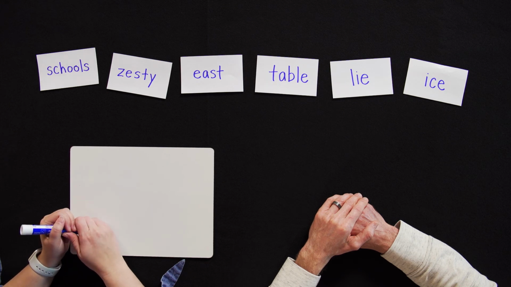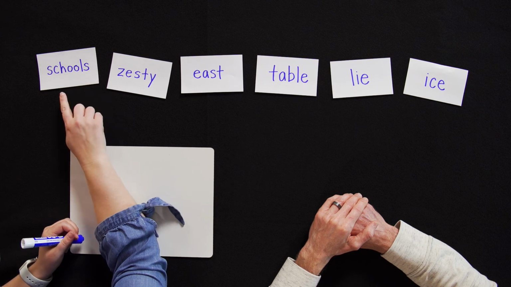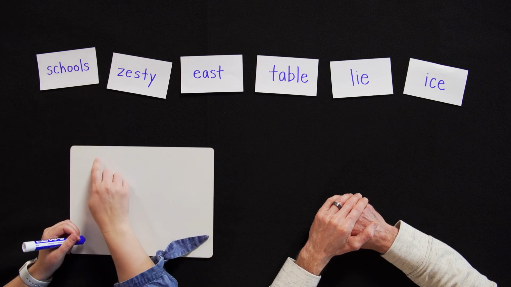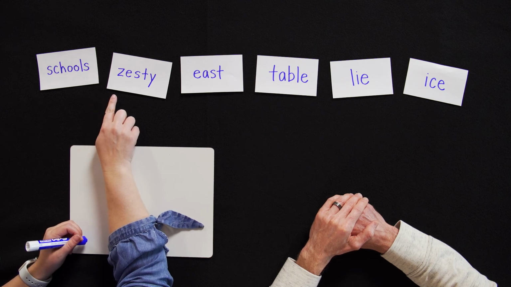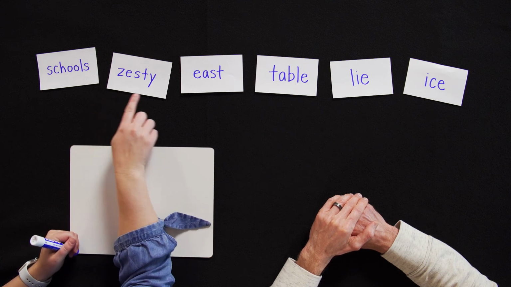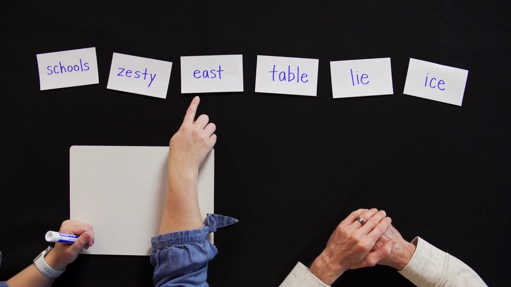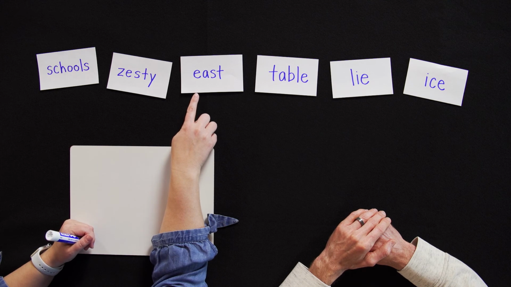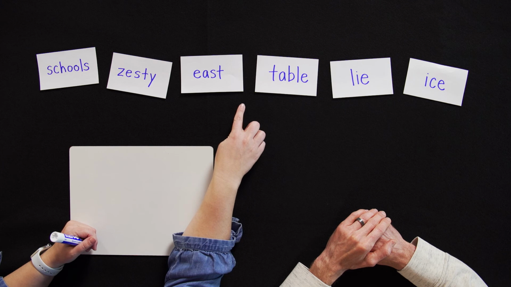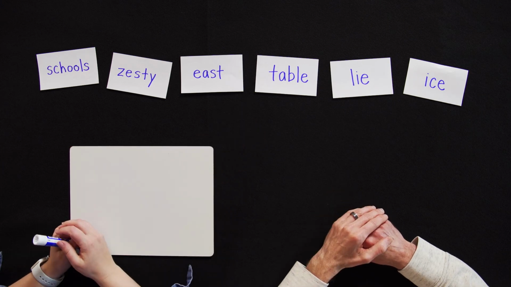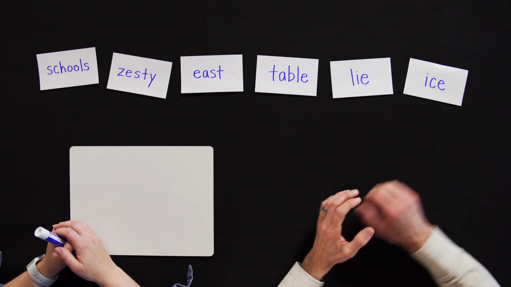Oh, I think I noticed something. Let's see. Schools. No, schools. I think that's a z in the plural s there, which is the beginning sound of zesty, which ends in e, zest-e, and that begins the next word, east. So the next word begins with the last sound of the word before it. Yep, that's the pattern. So, using that pattern, what word could go next in the sequence?